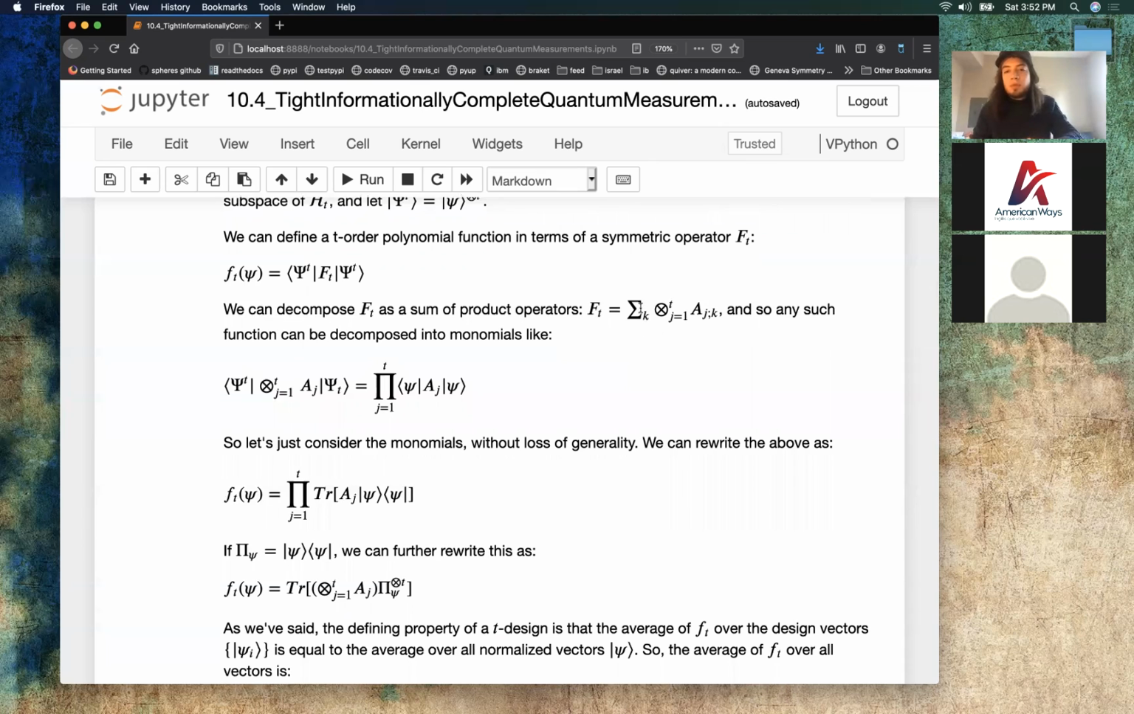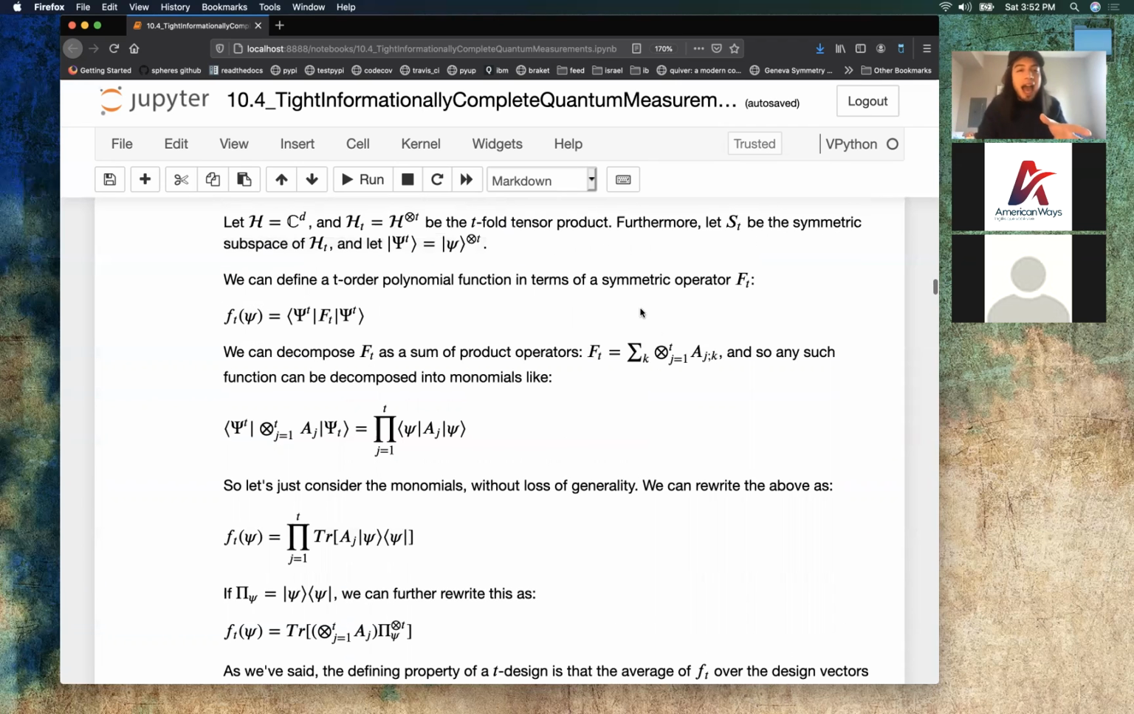So, what is A again? A is just some little operator that acts on one of the little tensor pieces. It's kind of like a placeholder.